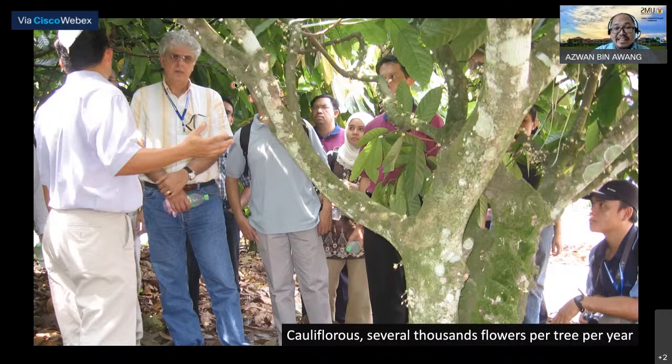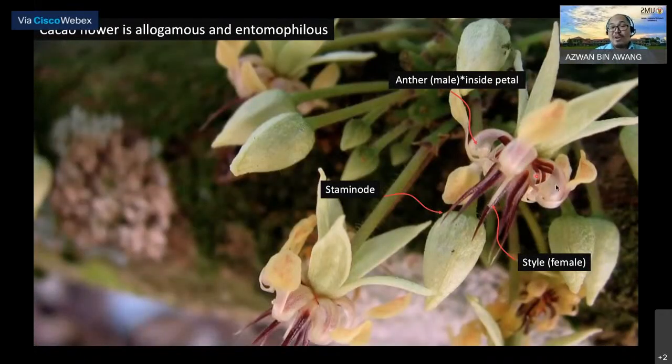You can see that the flowers grow everywhere from the branches to the stem. It's everywhere. This we call cauliflory. And there are several thousand flowers in a year for one tree, but not all of them will become a fruit or pod. There are some limitations, whereby usually only around 5% of the total flowers from a tree can bear fruits. So that's the flower of the cacao.